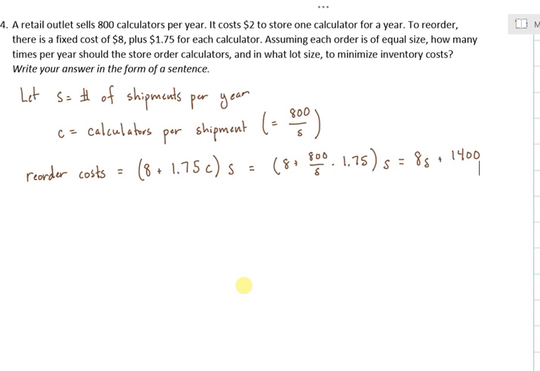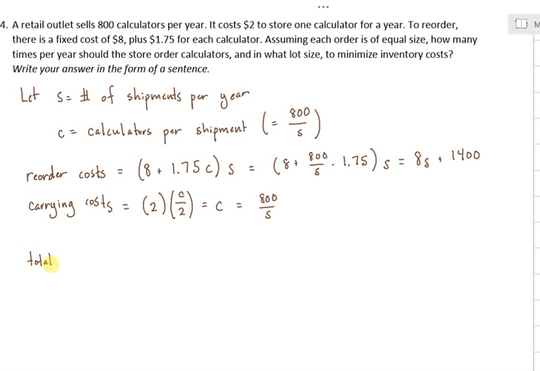Okay, and then my other costs are my carrying costs. It's $2 to store a calculator for a year. And how many I have at one time is how many I have in a shipment divided by 2 on average. I order a shipment, and over the time period I sell them approximately evenly, and that's how I get that. So in this case, my carrying costs just end up being C, which, as we know, is 800 divided by S.